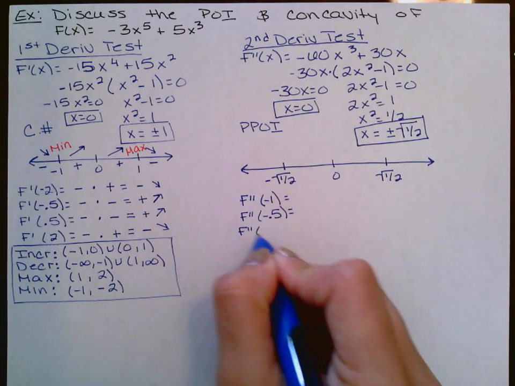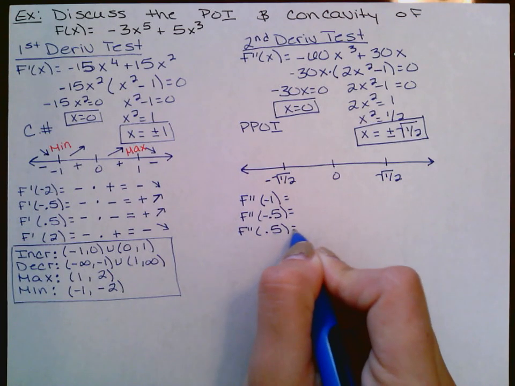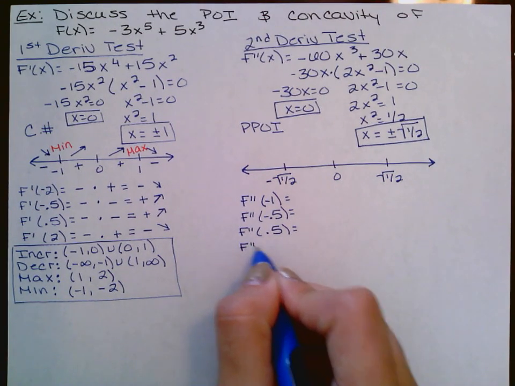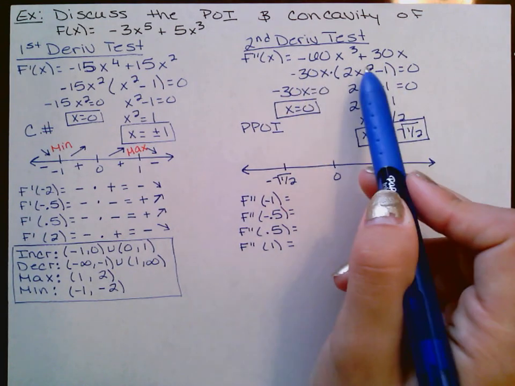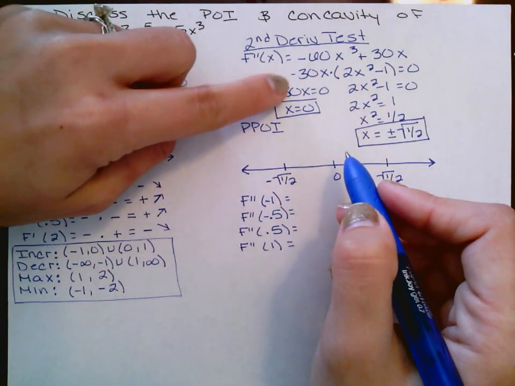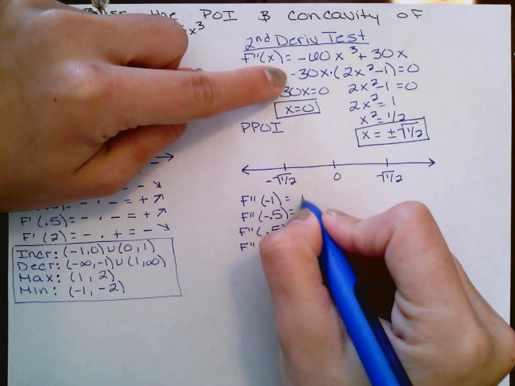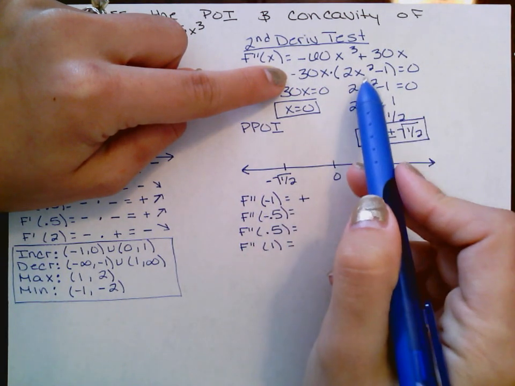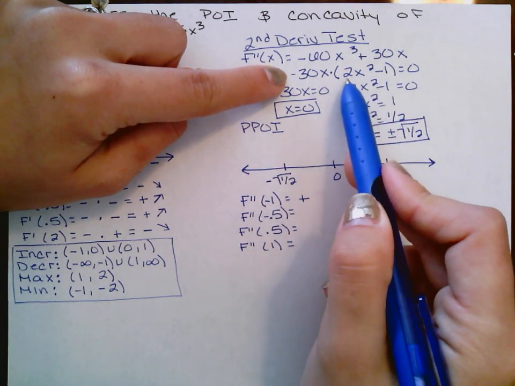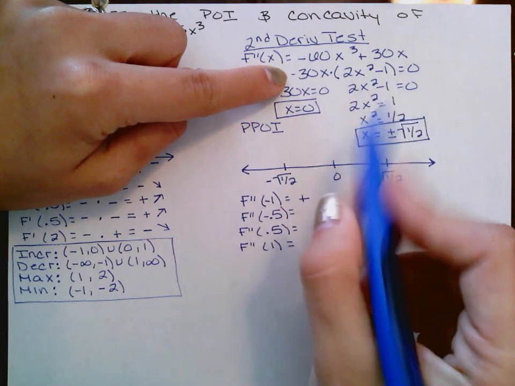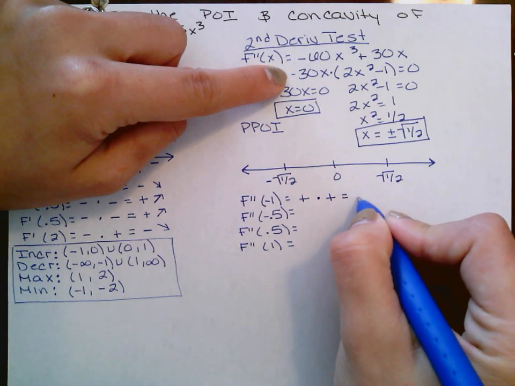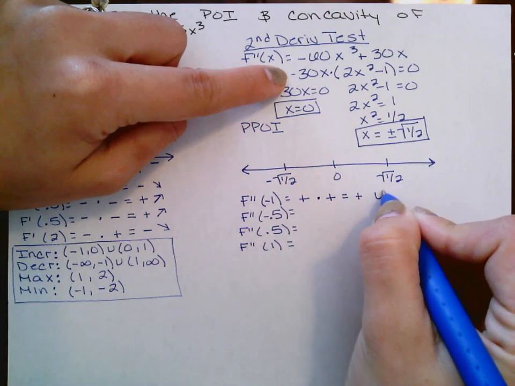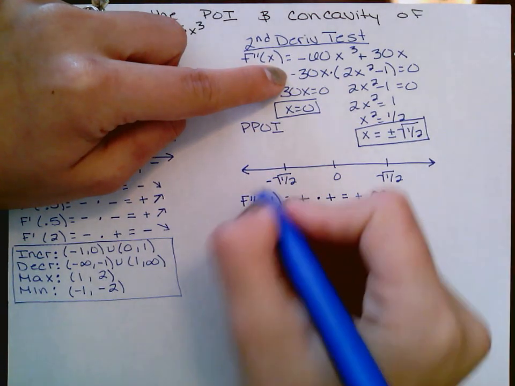So I'm going to plug in positive 0.5 and positive 1. Okay. Now I'm plugging these values into my factored version. Okay. -1 times -30 is going to give me a positive. -1 squared is going to be positive 1 times 2 is 2. 2 minus 1 is also positive. Okay. Positive times positive is positive, which indicates we're in concavity now. Concave up.